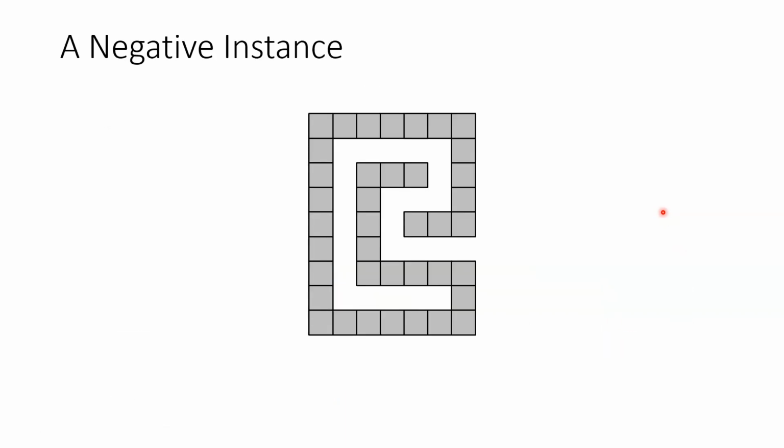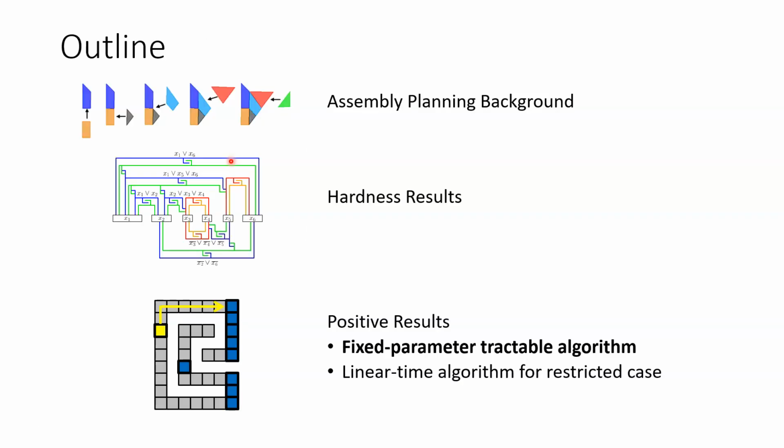This problem might seem a bit easy. So this is just a negative instance for you where there's no valid choice for S, for you to ponder about if you wish. For the rest of this talk, I will be giving a background from assembly planning on how we got to this problem. I will discuss briefly some hardness results that we have, and then I will discuss positive results with a focus on a fixed parameter tractable algorithm for the problem I just presented.